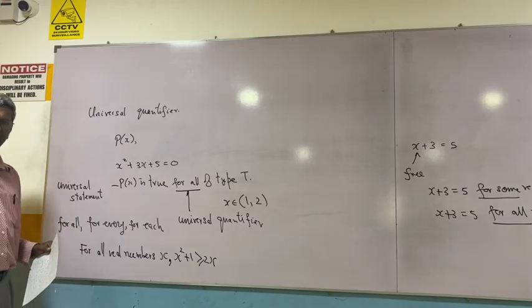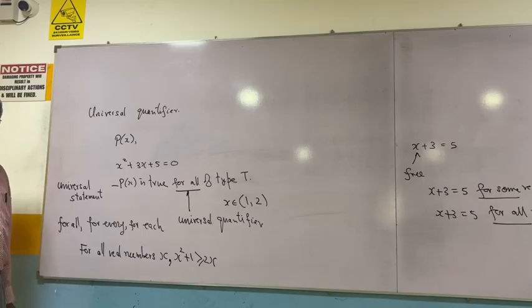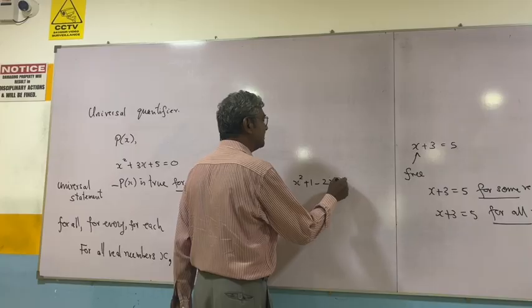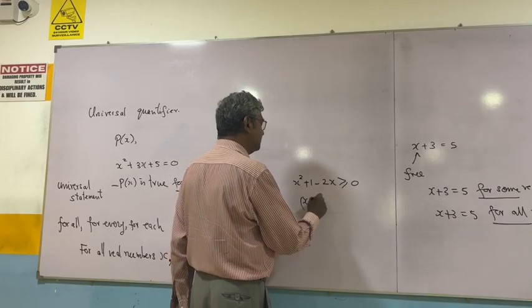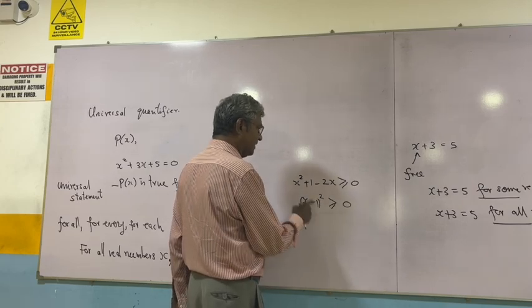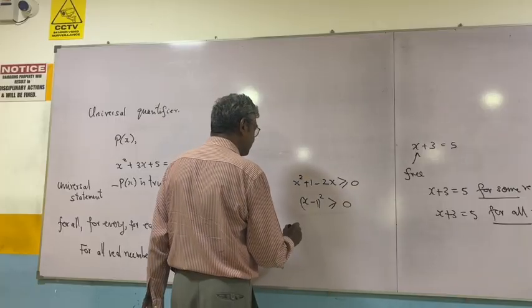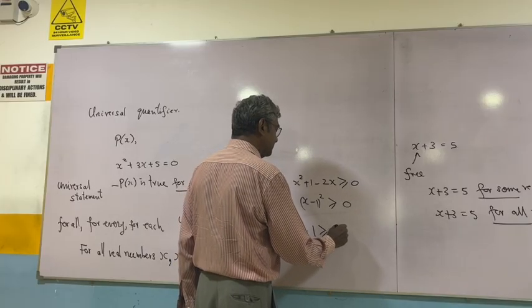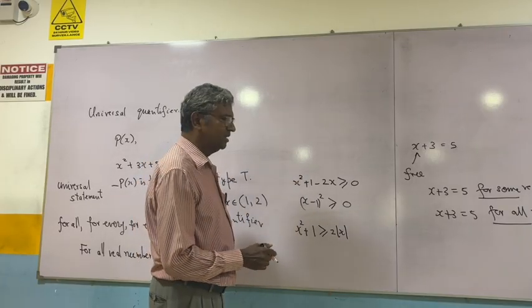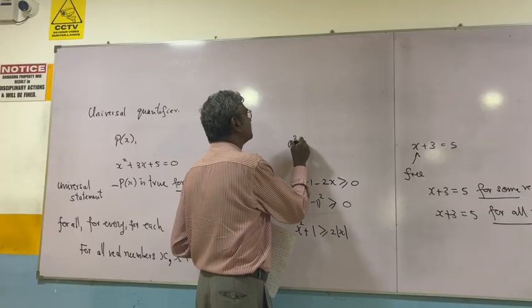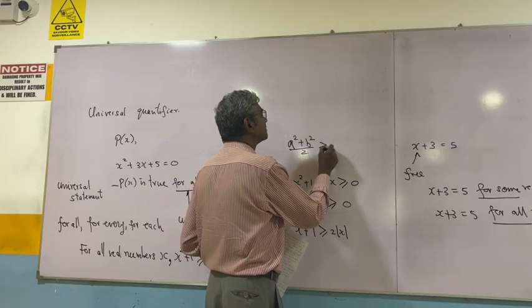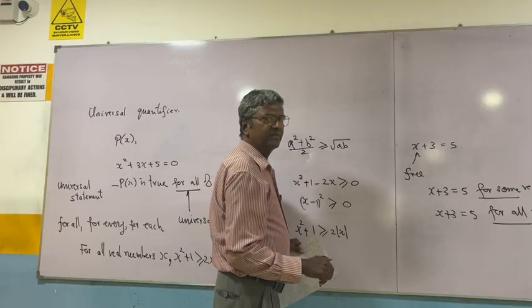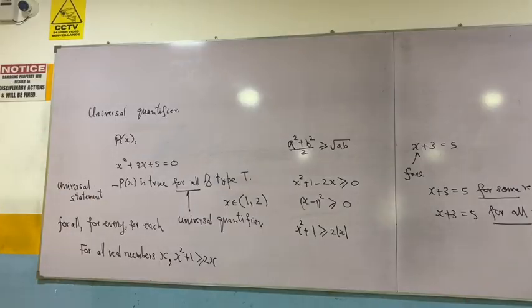For all real numbers, by the way. Subtract 2x on both sides. You are saying x squared plus 1 minus 2x is greater than or equal to 0, right? So this is x minus 1 squared greater than or equal to 0. Yes, this is true, therefore that is true. That's your proof. And there is a one-line proof also: x squared plus 1 is greater than or equal to 2 mod x right away. Because if you take any two positive numbers a and b, a squared plus b squared divided by 2 is greater than or equal to the square root of ab. This is arithmetic mean, this is geometric mean. These are very important when you are doing analysis, not for now.